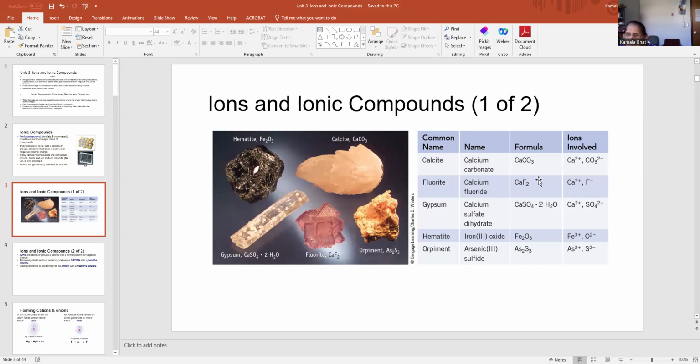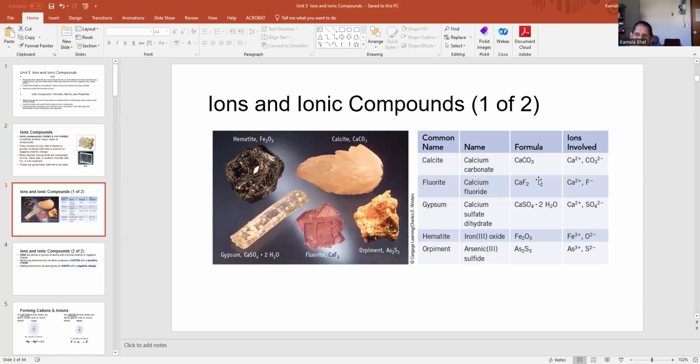Calcite, calcium carbonate, consists of calcium ion and the carbonate ion. The name of the compound is calcium carbonate. The formula is CaCO3. Fluorite, calcium fluoride, CaF2. The charge on the calcium ion is 2+ because it belongs to group 2. Fluorine belongs to group 7, needs one more electron, so it gains an electron, so it becomes F-.